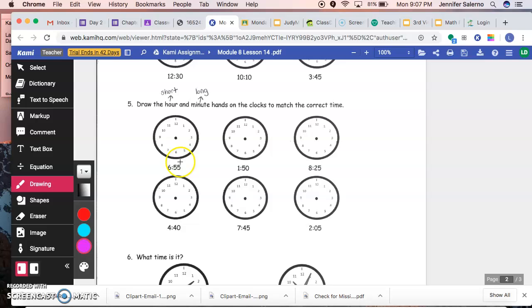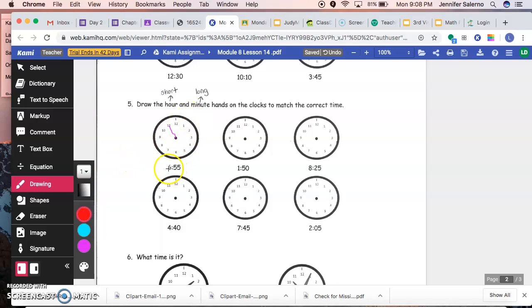So I am going to do the minute first. So I'm going to start at my 0. 5, 10, 15, 20, 25, 30, 35, 40, 45, 50, 55. So I need to make my minute hand, which is my long. I'm going to start right in the middle, and I'm going to draw it straight at the 11 because that's 55, okay? Now I'm just going to change the color, and I'm going to draw my hour hand.